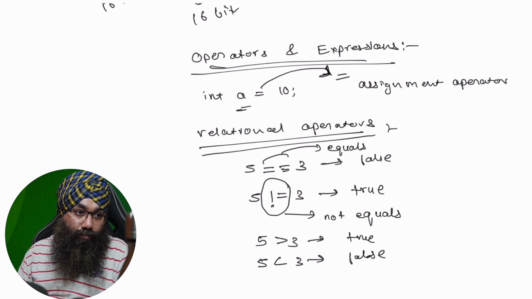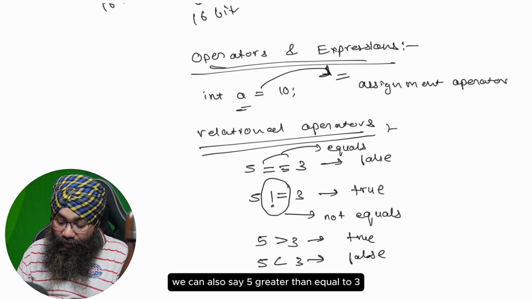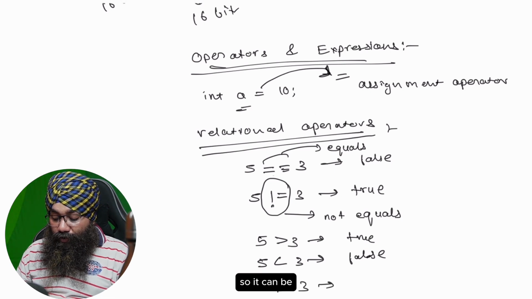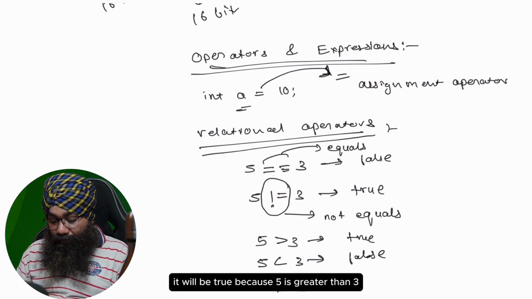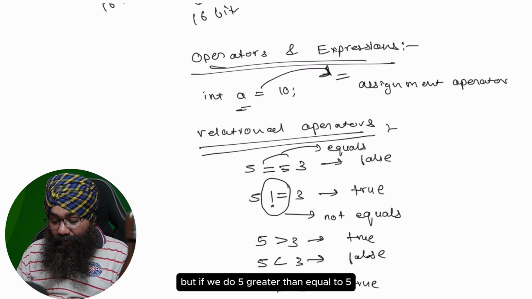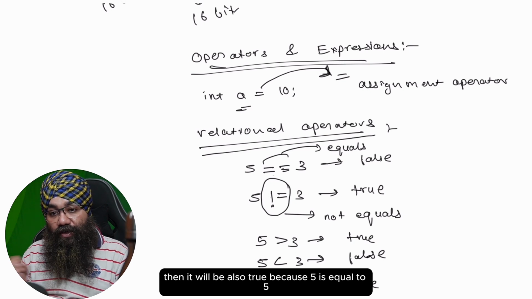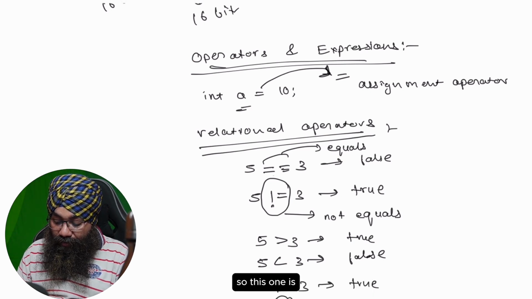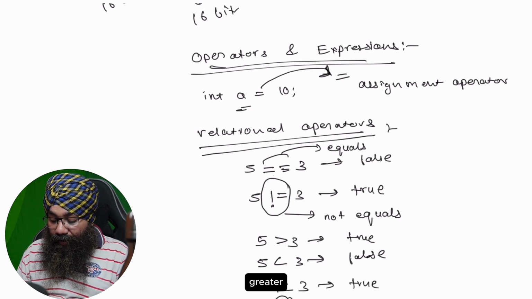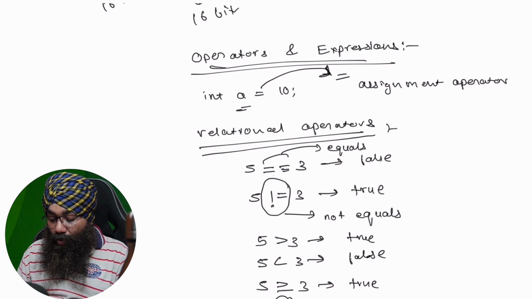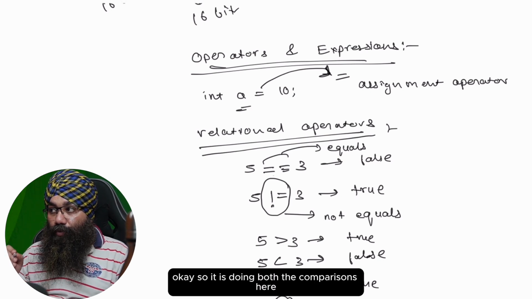Okay. We can also say 5 >= 3. So it will be true because 5 is greater than 3, but if we do 5 >= 5, then it will also be true because 5 is equal to 5. So this one is greater or equal. Okay, so it is doing both the comparisons here.